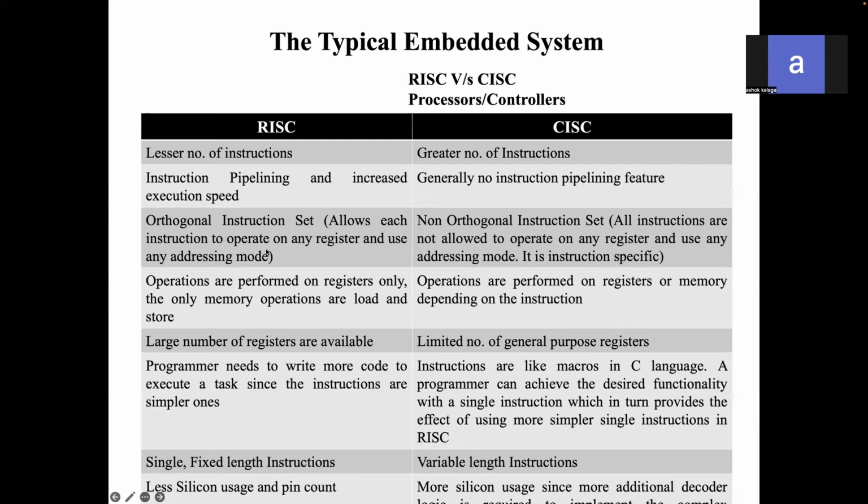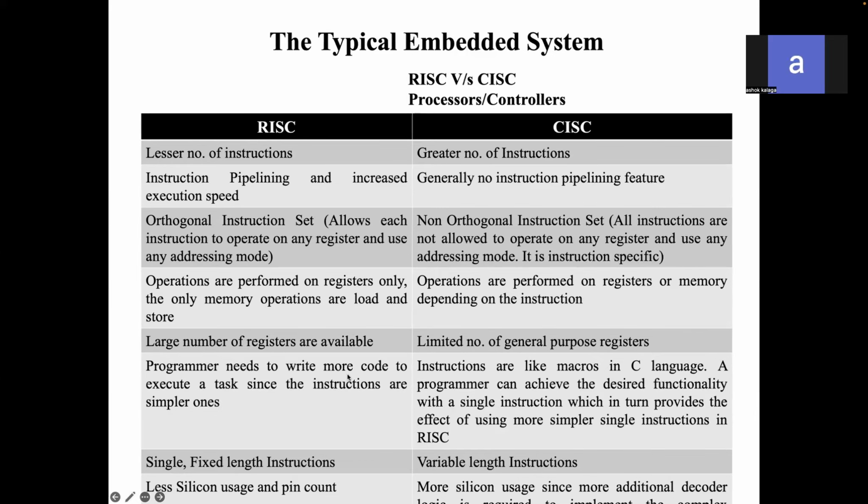RISC has an orthogonal instruction set. That means it allows each instruction to operate on any register and it can use any addressing mode. Addressing mode is nothing but the different ways that the CPU can access the operands for the execution of an instruction. And in CISC it is a non-orthogonal instruction set, so all instructions are not allowed to operate on any register and use any addressing mode. It is instruction specific. In RISC, the operations are performed on registers only. In CISC, the operations are performed on registers as well as memory depending upon the type of instruction. There are a large number of registers available in RISC, and a limited number of registers available in CISC.